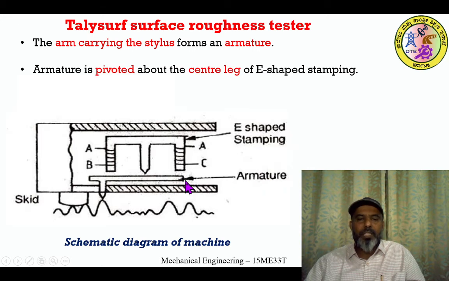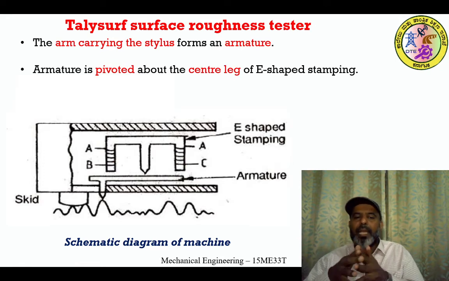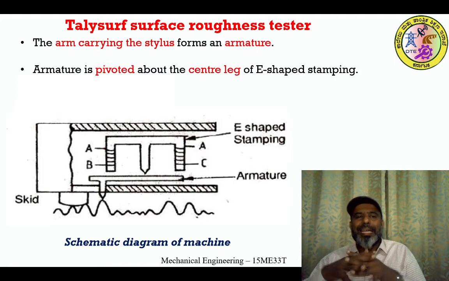And this armature is pivoted about the center leg of the E-shaped stamping. This E-shaped stamping has two outer legs. On these two outer legs, two alternating coils AB and AC are mounted. This is about the mechanical part of the Talisurf surface roughness tester.